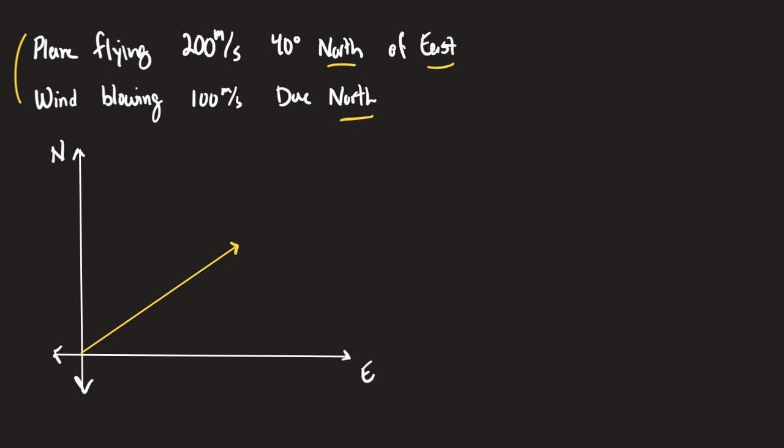So it says it's 40 degrees north of east. This phrasing might be new to you. 40 degrees north of east means face east and turn north 40 degrees. That's telling me where to put the angle. That's critical because if you get that part wrong, everything from this point forward will also be wrong.